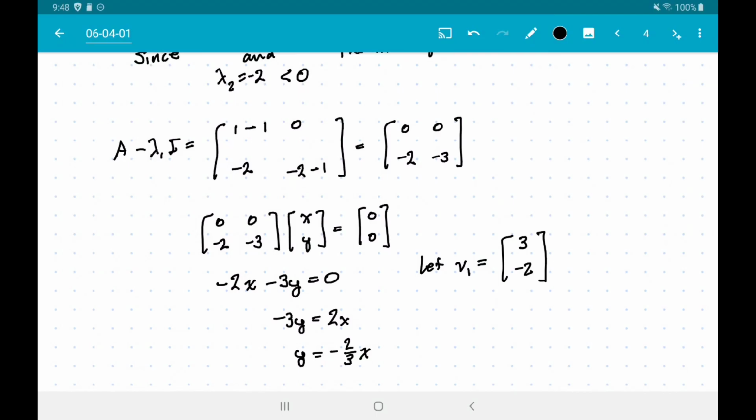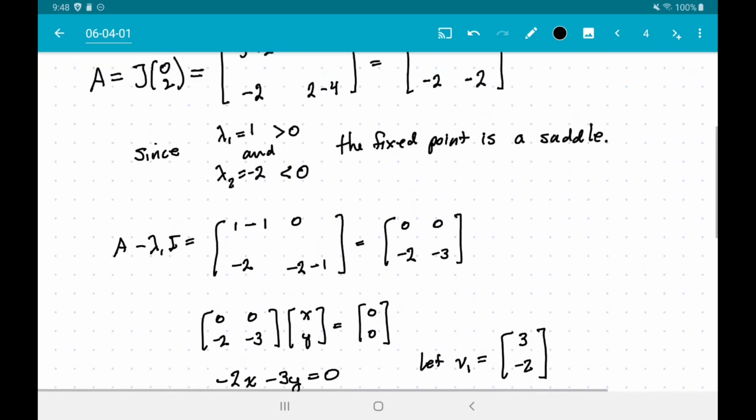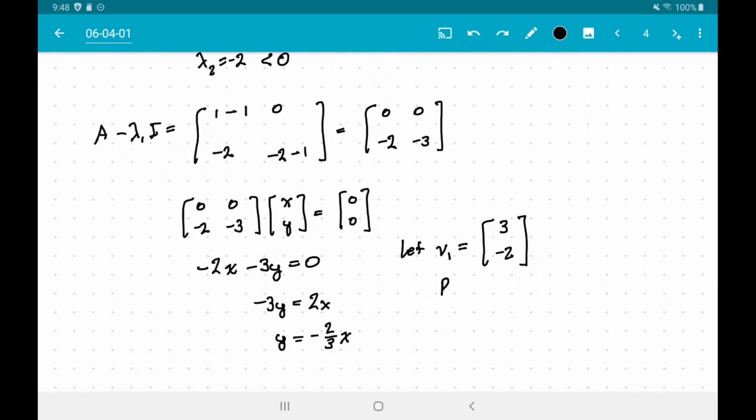And that will be the repelling direction because that's associated with lambda 1, which is positive. So this is the repelling direction.